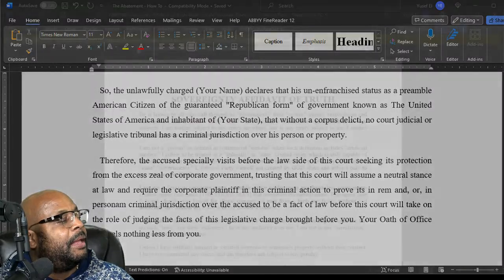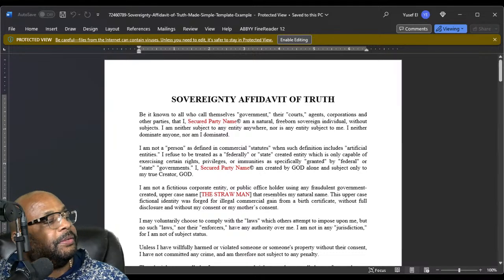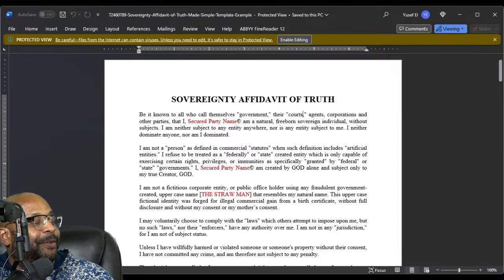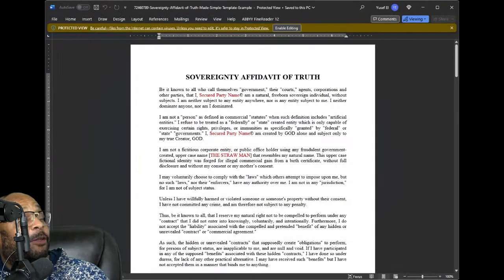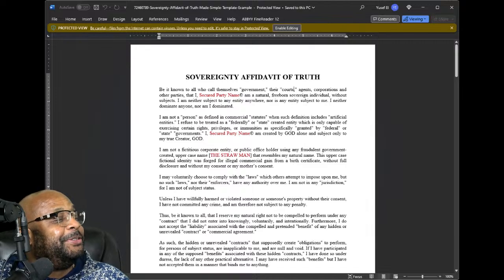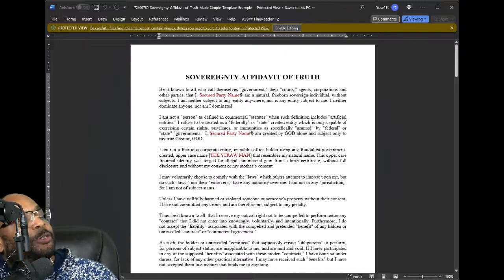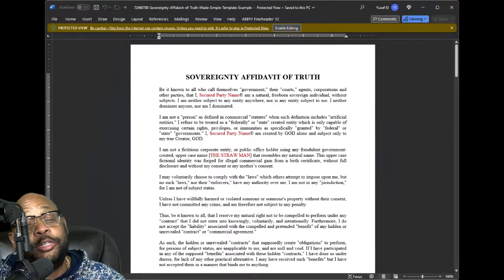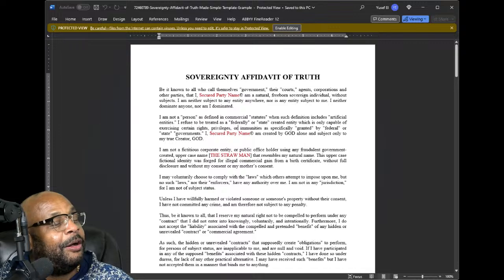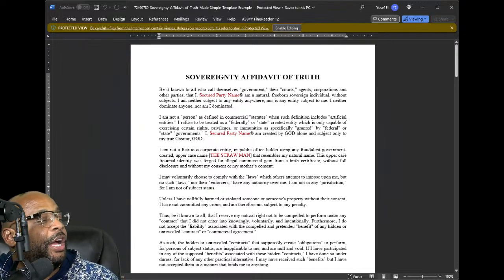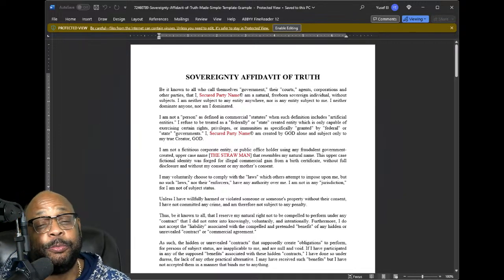All right. So we're gonna look at this real quick. Okay. So notice right here they call it sovereignty affidavit of truth. I didn't even see that. I just downloaded this off the internet. So you see what I mean? They didn't combine the two. All right. But I don't really too much like the beginning of this. I'm gonna show you how to put this on a pleading as well. I don't really like the opening of this document. I think it doesn't really follow the convention of how an affidavit is supposed to be put together.